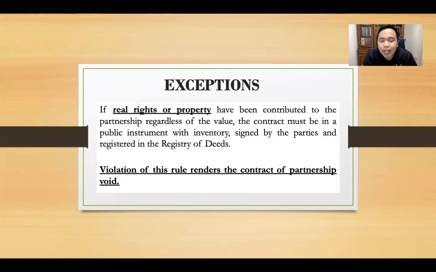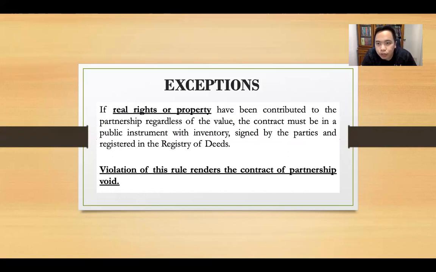Okay. Now, the second exception from the general rule, let us have a recap. Sabi natin kanina, there are no formalities required of a contract of partnership. In other words, kahit anong form, pwede siya. Exception to that is what? Number 1, sabi natin, when an agreement is not to be performed within 1 year from the date of execution of contract, in which case it is covered by the statute of fraud. In other words, it must be in writing.